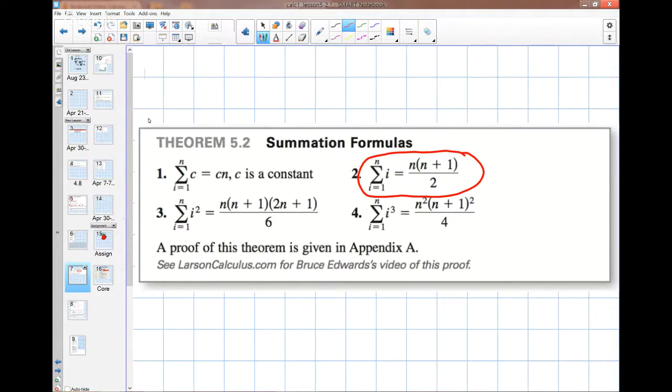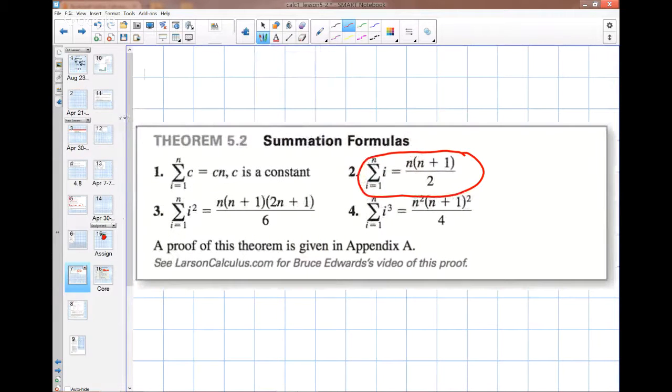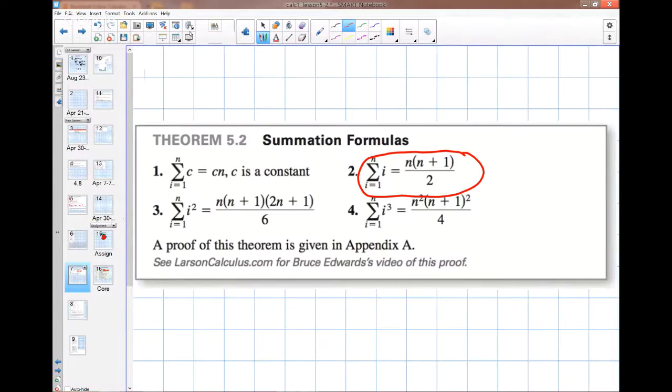If you add up the same number n times, isn't that the same as multiplication? So if I add up 5 9 times, isn't that just 9 times 5? So this number 1 here is not worth much. So this one here isn't really very special. We could have figured that. Anybody could have figured that one out. This is the one we just got from Gauss.